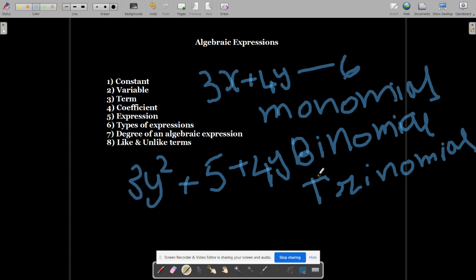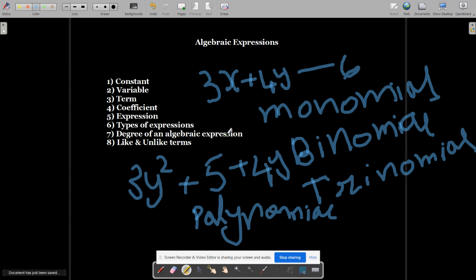If an expression consists of more than three terms, or three or more terms, then it is called a polynomial. The expression consists of three or more number of terms. Then it is called a polynomial.